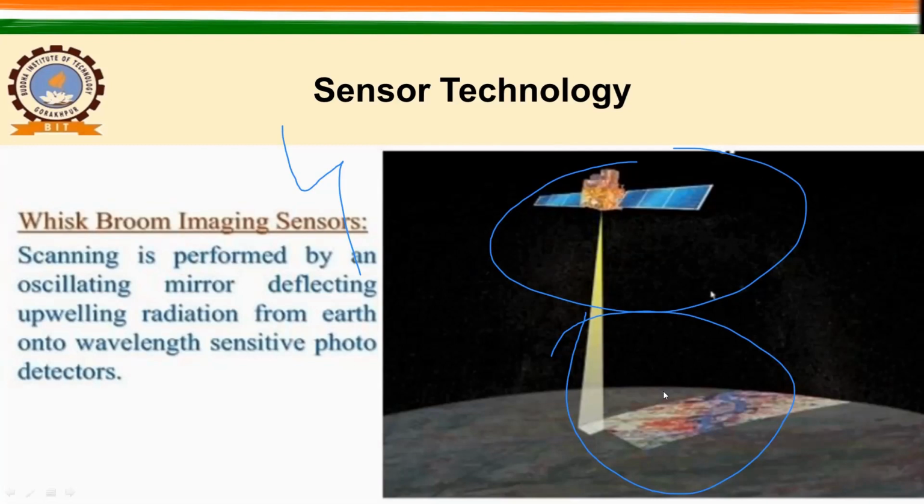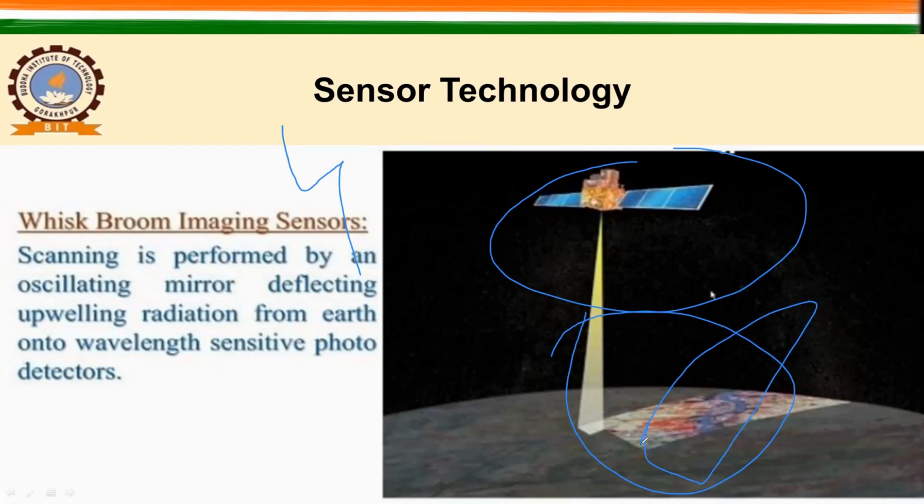But is it so, or is there any other mode of acquisition? So how do you image this particular area? There is a whisk broom imaging sensor or whisk broom imaging technology, where you can see how it images a particular area. It is something like sweeping your floor with a broom, I hope this is clear.